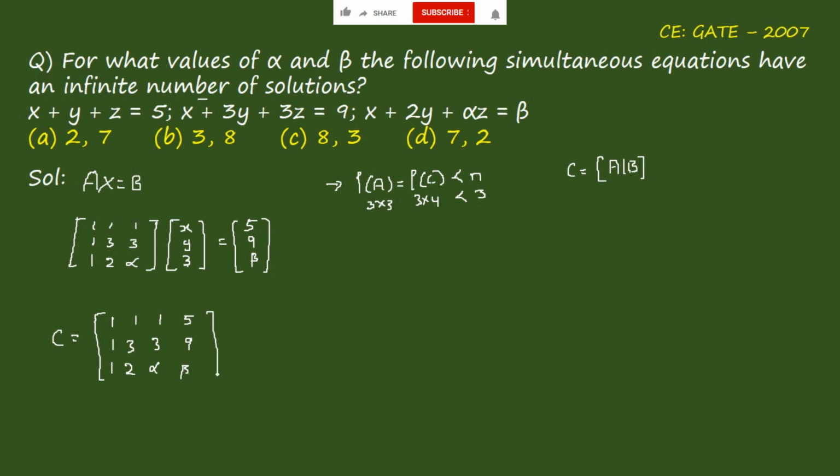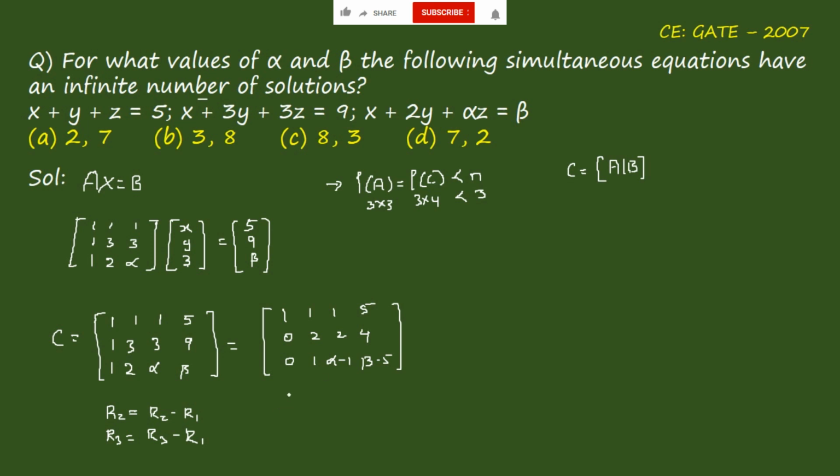Now we'll be doing an elementary operation, R2 equals R2 minus R1, okay? Then R3 equals R3 minus R1. Then the matrix we get is 1, 1, 1, 5, and this is 0, 2, 2, 4, and this is 0, 1, alpha minus 1, and beta minus 5, right? This is the matrix we get.